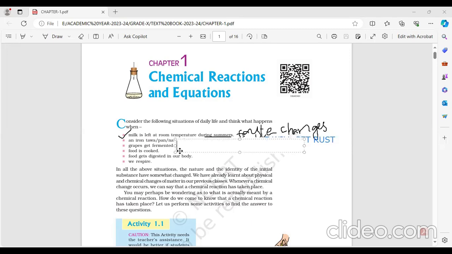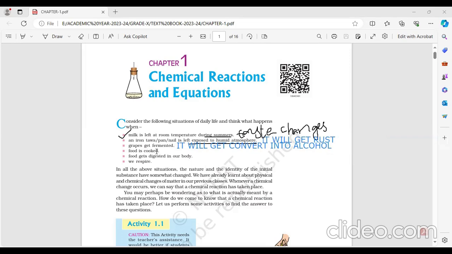Similarly, the third one, grapes get fermented. What happens when grapes get fermented? Another new substance will be formed. I'll write that, you may also remember: it will get converted into alcohol. This is what happens when the grapes get fermented. This is the answer you may remember.